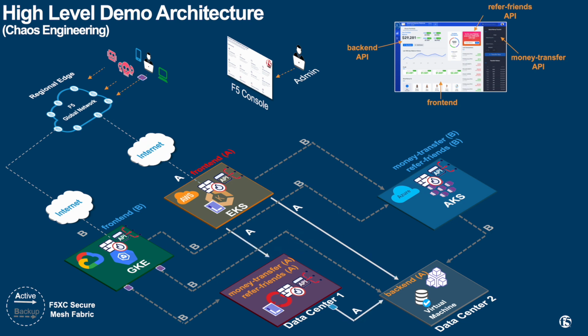In the kiosk experiment, I will introduce a fault into the front-end microservices running on EKS, causing significantly high latency and rendering the front-end unresponsive. These issues will trigger a redirection of front-end traffic from the internet to Google GKE. GKE will access the backend database using the same secure mesh fabric. Similarly, GKE will access the money transfer and refer friends API hosted on OpenShift via the secure mesh fabric.